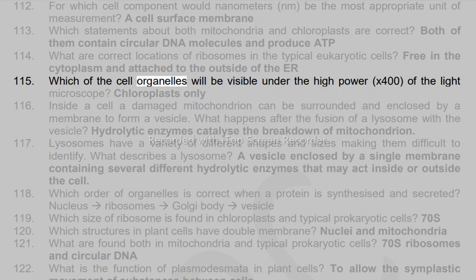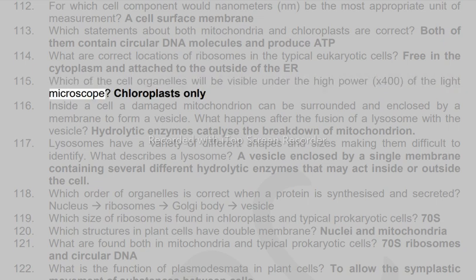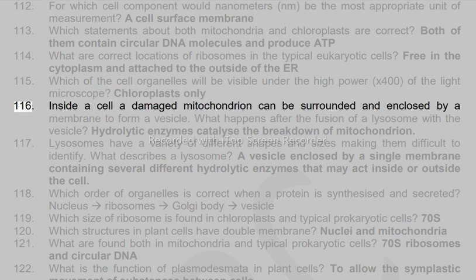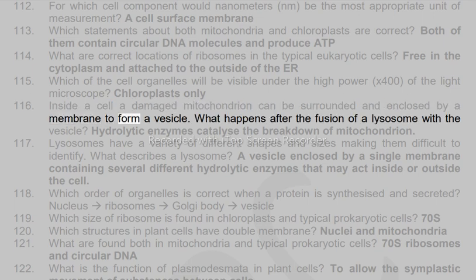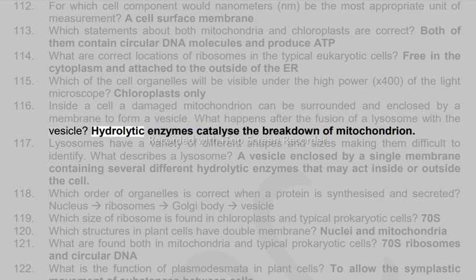115. Which of the cell organelles will be visible under the high power, X400, of the light microscope? Chloroplasts only. 116. Inside a cell, a damaged mitochondrion can be surrounded and enclosed by a membrane to form a vesicle. What happens after the fusion of a lysosome with the vesicle? Hydrolytic enzymes catalyze the breakdown of the mitochondrion.